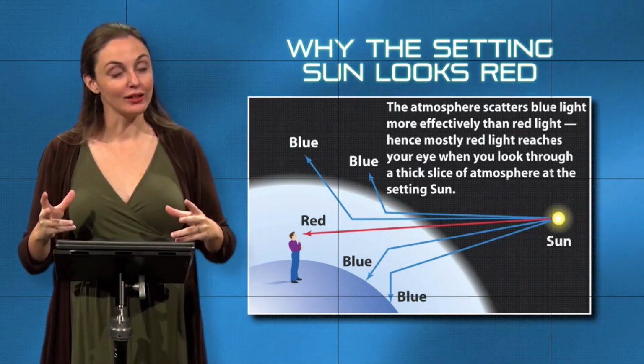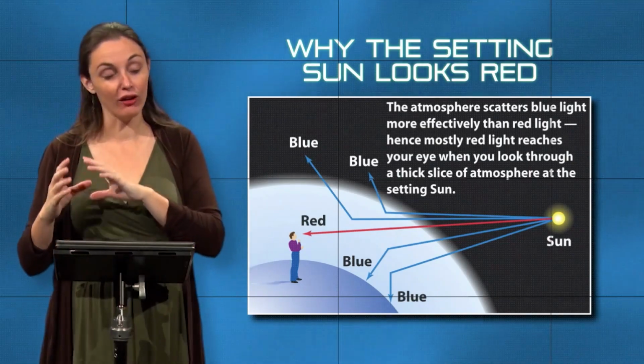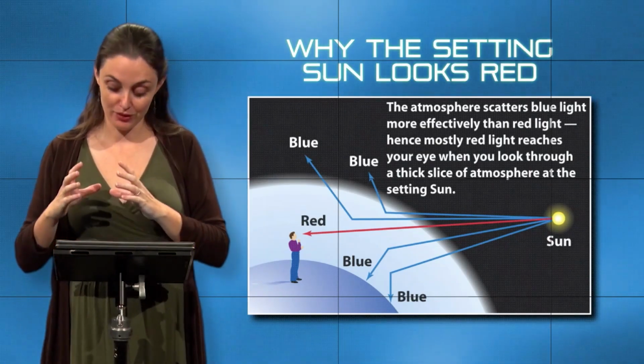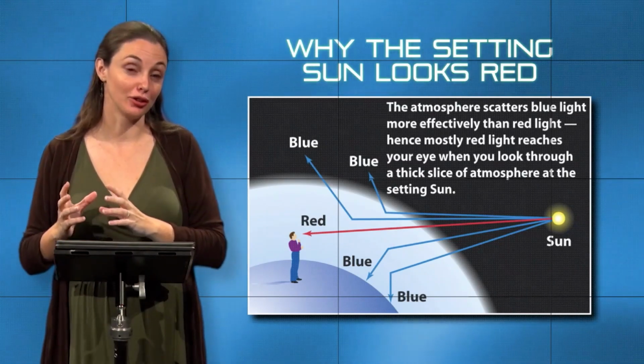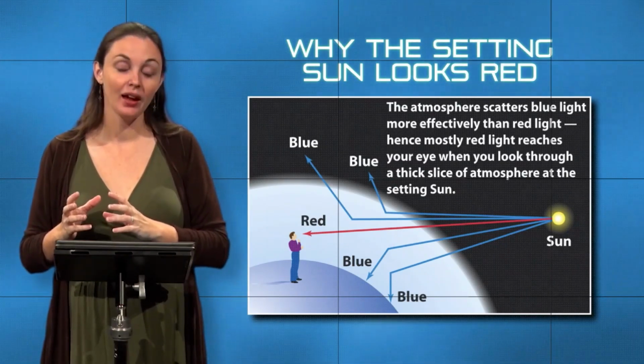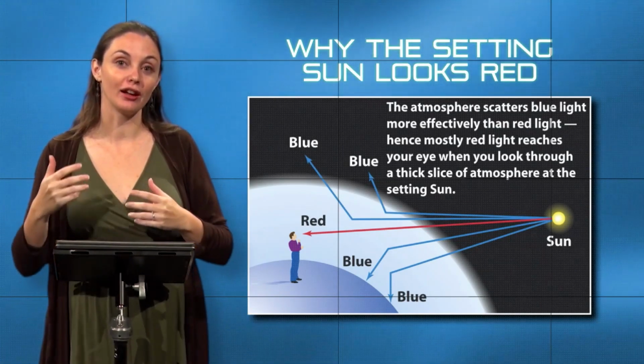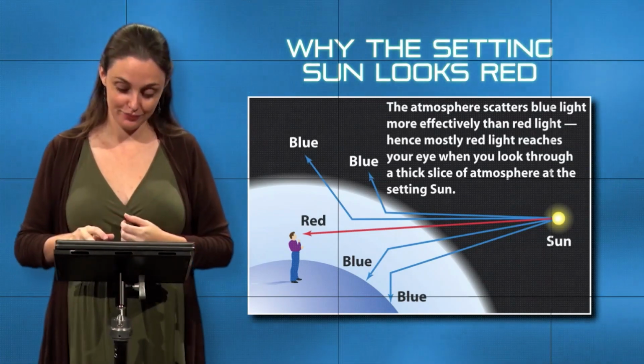So what's doing this is not the color of that object to begin with, because the sun is always yellow, and the temperature of that object is going to determine its color in that case. It's the fact that that light's traveling through the Earth's atmosphere, interacting with the matter there.